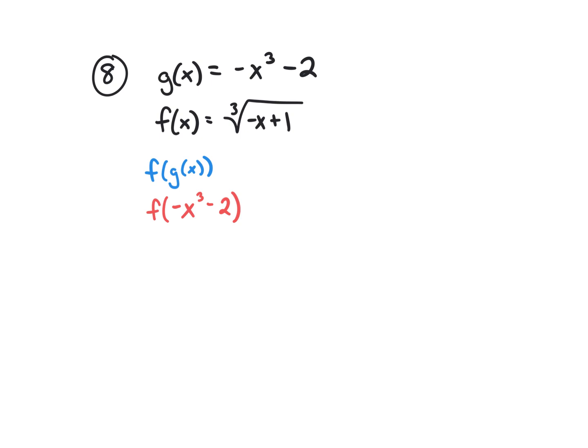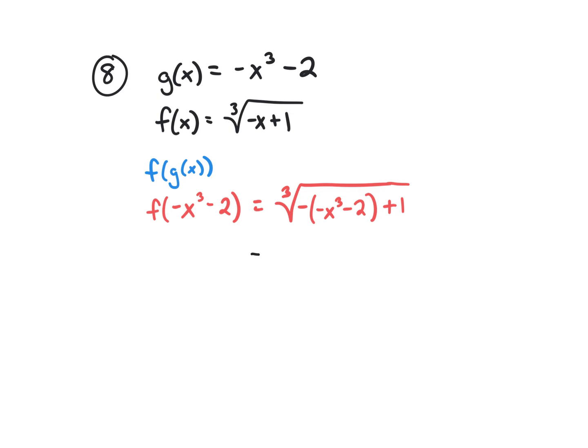Now look at what we have left. What do I do with this negative x cubed minus 2? Plug it in for which one? We're going to plug it in for f. Good. So I'm going to plug it into this x right here. Be careful with that negative. So if I rewrite this, I have the cube root of, this negative here is still there. So now I'm substituting. I have negative x cubed minus 2. And then don't forget I still have that plus 1 on the inside.